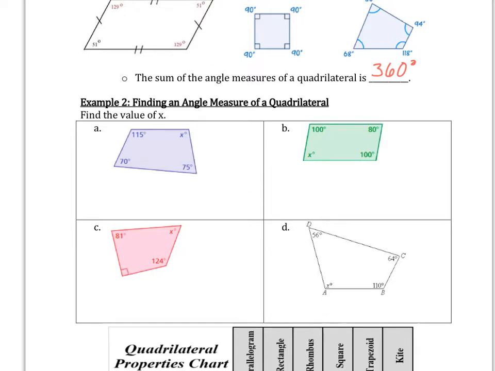Again, doesn't require too much work if you'd rather just do some subtraction on your calculator, but if you wanted to set it up with some kind of equation, if I'm looking at part A here, I see I have x, 115, 70, and 75. So again, the whole idea behind our quadrilaterals is that if I add up all of the angles, then it should equal 360. So I add up the 115 and the 70 and 75, and I get that x plus 260 is equal to 360.